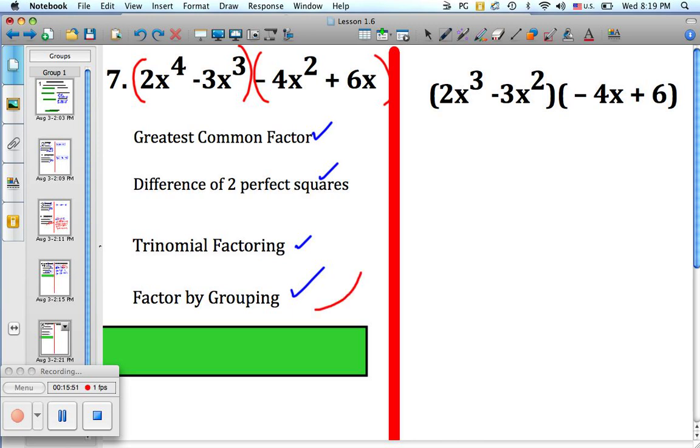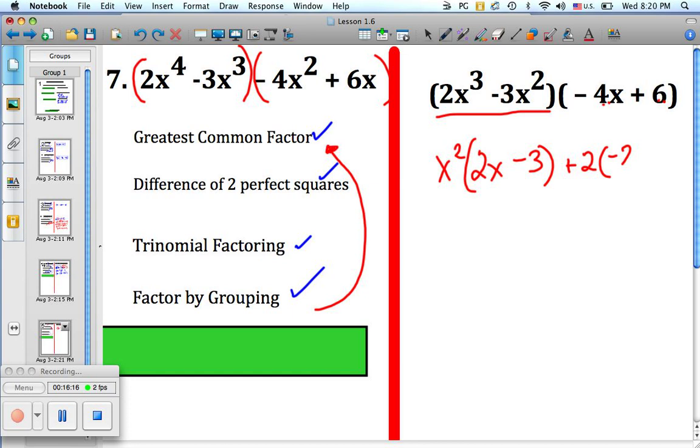All right, so now we go back to greatest common factor. Is there a greatest common factor in this first term? Yep, the greatest common factor is x squared. I'm left with 2x minus 3. Is there a greatest common factor here? Yep, the greatest common factor is 2. I'm left with negative 2x plus 3. But look again. They tried to trick us yet again.